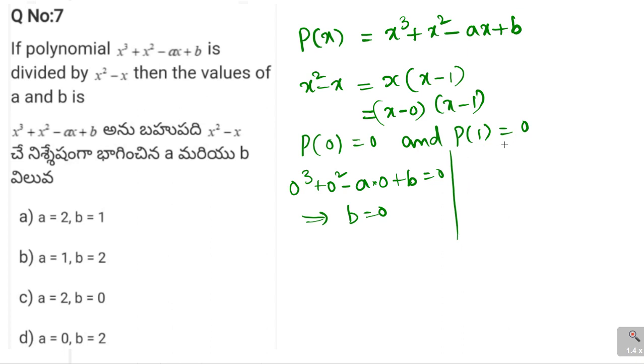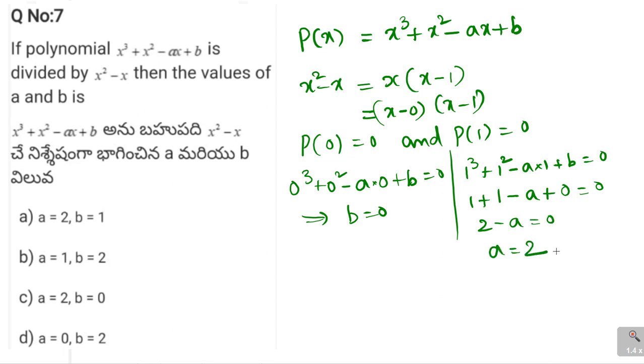Now let us take p of 1 equal to 0. Let us plug in x equal to 1. 1 cube plus 1 square minus a into 1 plus b equal to 0. 1 cube means 1, 1 square is 1, minus a plus b, whose value we found already, that is 0, equal to 0. From this, 1 plus 1 is 2, 2 minus a equal to 0. So from this a equal to 2. A equal to 2 and b equal to 0. So option C is correct.